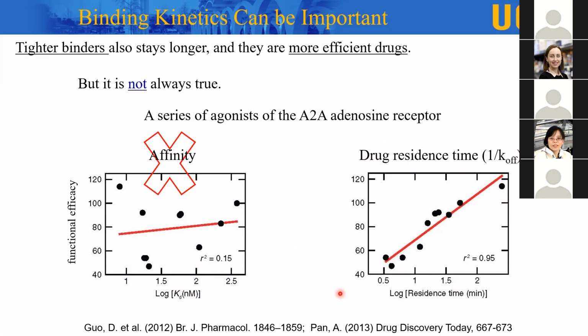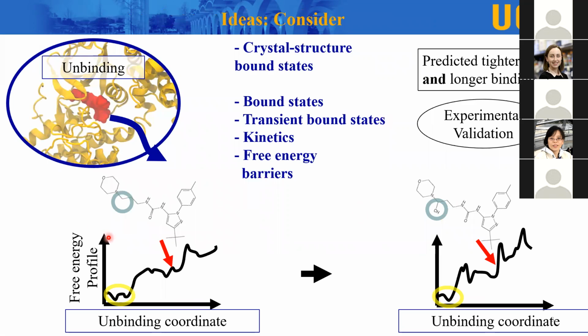So there are a lot of reasons, still not fully understood, why this may link better to efficacy and pharmacokinetics. But the idea here is, instead of considering only the crystal structure bound state, we also consider the transient bound states. The x-axis here is an unbinding coordinate. Can you imagine any unbinding coordinate? And the y-axis is a free energy profile.